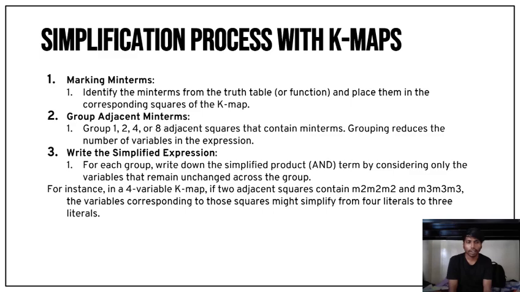Write the simplified expression. For each group, write down the simplified product AND term by considering only variables that remain unchanged across the group. For instance, in a four variable K-map, if two adjacent squares contain m2 and m3, the variables corresponding to the squares simplify to 4 literals, 2 literals, 3 literals.